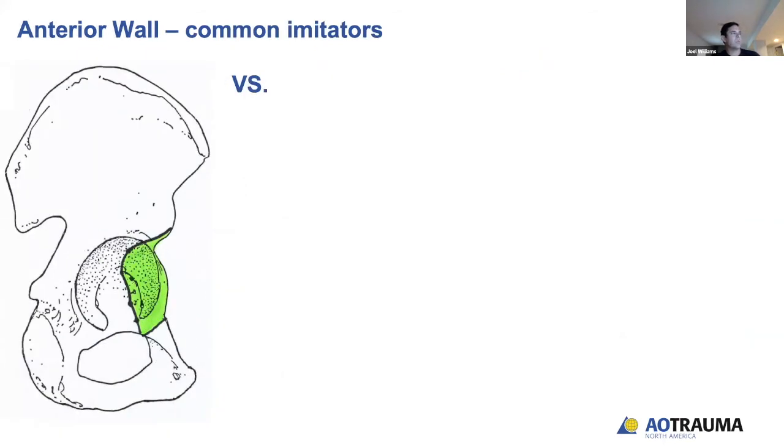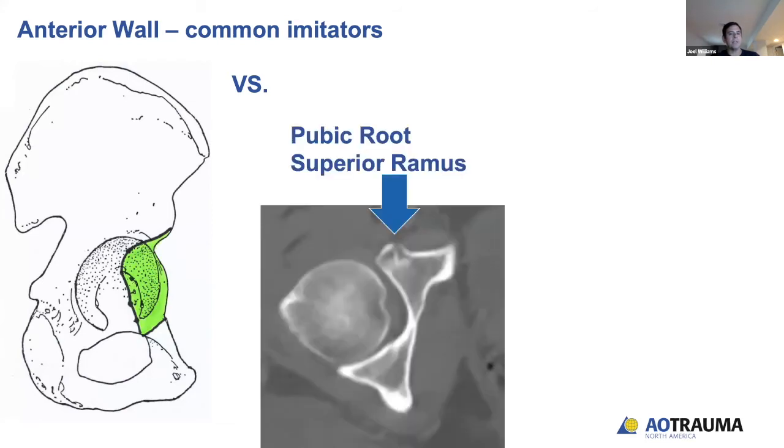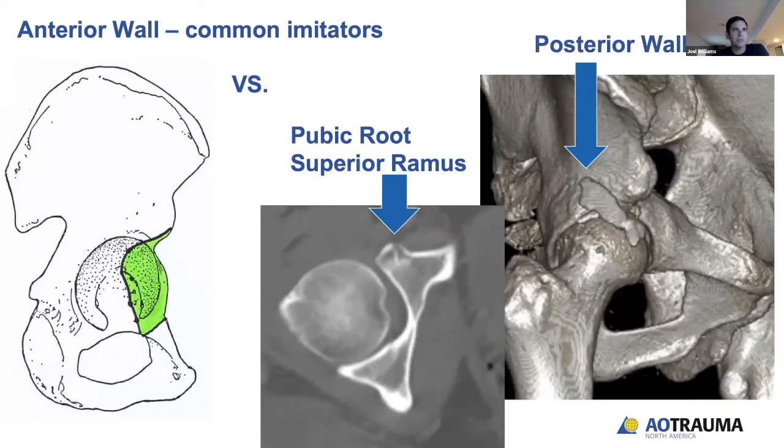The term anterior wall, I think, is very overutilized. The common imitators, and I think probably the most common misuse of the term, happens when a patient comes out of the CT scanner and the report is read by the radiologist, and something like this is called an anterior wall fracture, when in reality it's a pubic root or superior ramus fracture. Another less common imitator, but easily confused entity, is a very cranial anterior posterior wall or posterior rim fracture. Because this fracture does not disrupt the iliopectineal line or the pelvic brim, this is a posterior wall fracture, not an anterior wall fracture.